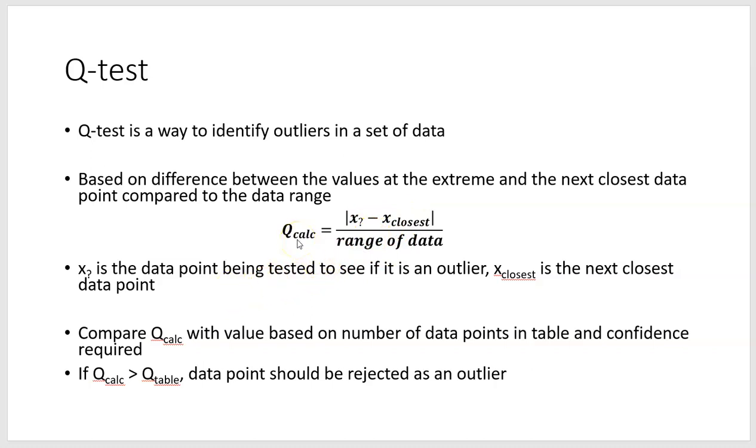So we're going to compare this Q-calc value to a table. The tables are generated by statistical analysis of how random errors pop up in experimental measurements. So we're going to compare Q-calc with a value from a table of Q values. And if Q-calc is greater than the Q table value, then we can reject that piece of data.